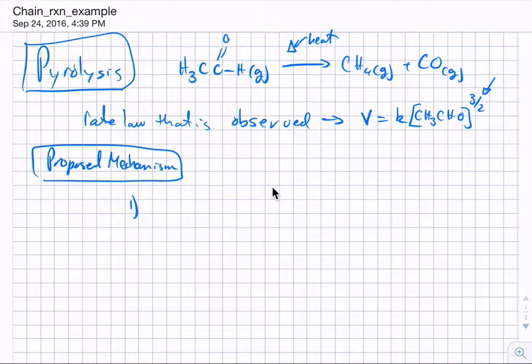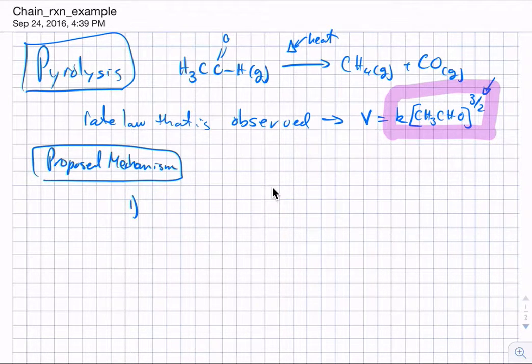So this reaction is going to be a free radical reaction, and it's called a pyrolysis reaction, where an aldehyde is heated, and as a result, methane and CO are produced. This is a complete gas phase reaction. And the rate law that is observed turns out to be 3/2 order with respect to the aldehyde.